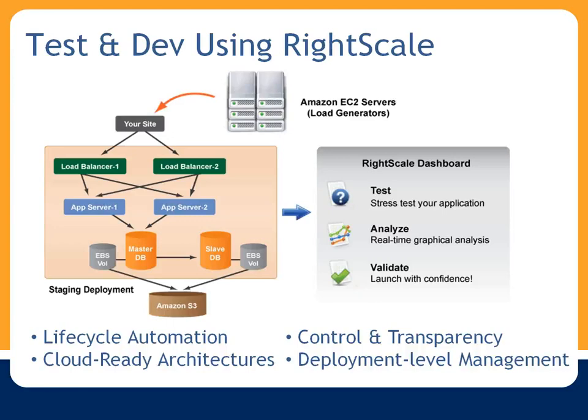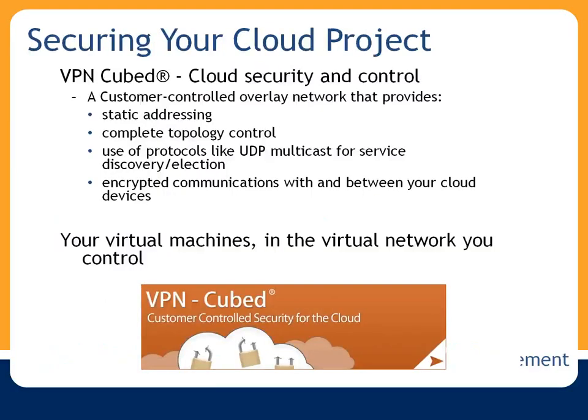So finally, in terms of test and development, here's a picture of what that might look like under RightScale before we launch into the VPN Cube portion. You can use Amazon EC2, as Martin mentioned, to generate load. You can use Amazon EC2 to create very powerful and complex clusters of servers that are tied into other AWS resources like S3, the Elastic Block Store, etc., and manage all that from within the RightScale dashboard. So now, without further ado, let's launch in.